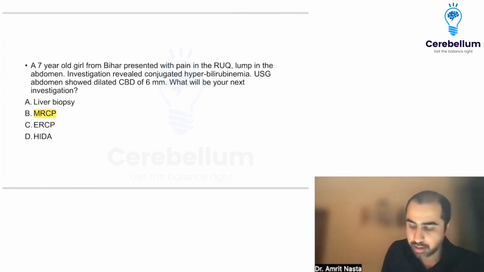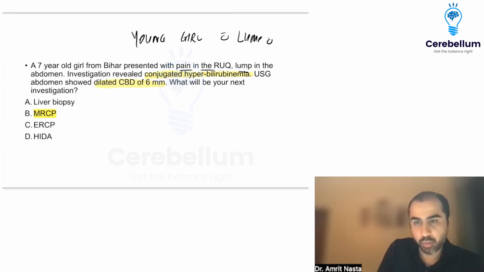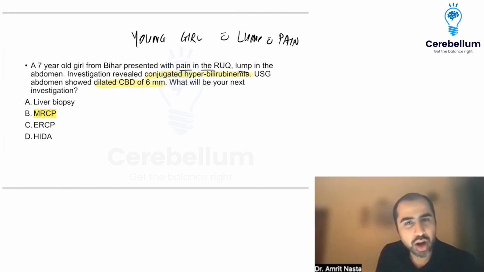7-year-old girl from Bihar presents with pain in the right upper quadrant with a lump in the abdomen, and she has a conjugated hyperbilirubinemia with a dilated CBD. What is she having? This young girl, young Asian girl with a lump, with pain. स्टोन क्यों होगा? 7 साल की लड़की में स्टोन क्यों होगा? Lump with pain in a young girl, and this conjugated hyperbilirubinemia means she has obstructive jaundice. What is she having? What is the diagnosis?